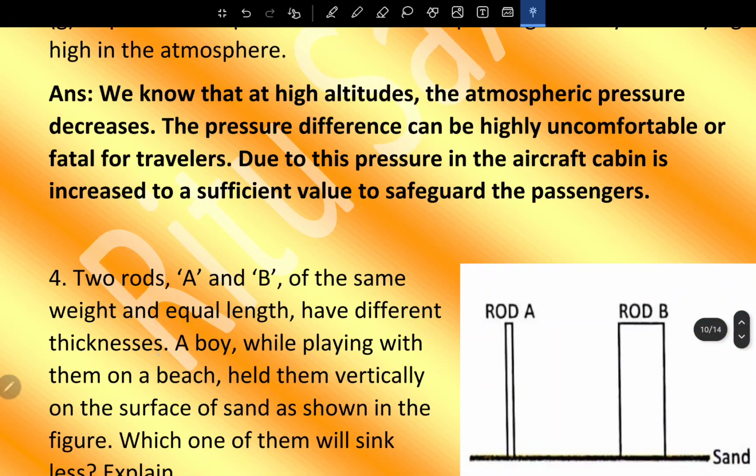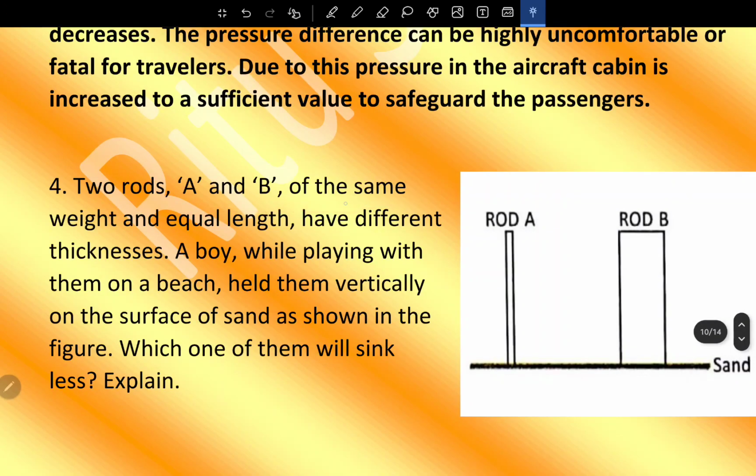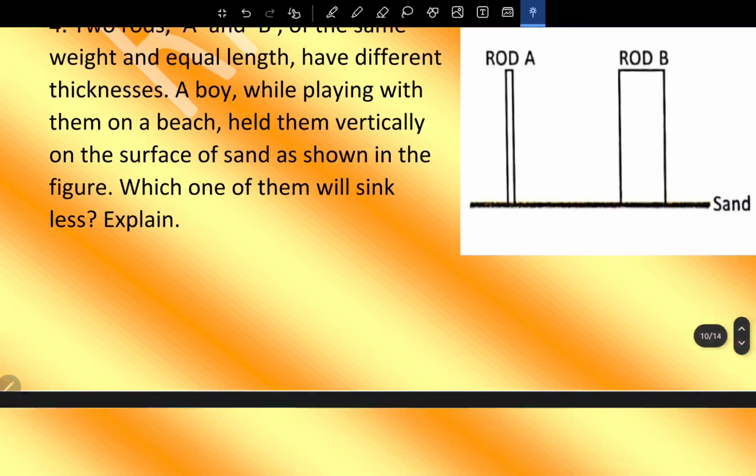passengers. Now, there are two rods A and B of the same weight and equal length but different thickness. This is thin and this is thick. A boy, while playing with them on a beach, held them vertically on the surface of the sand as shown in the figure. Which one will sink less? Obviously this has less surface area, so it will sink.